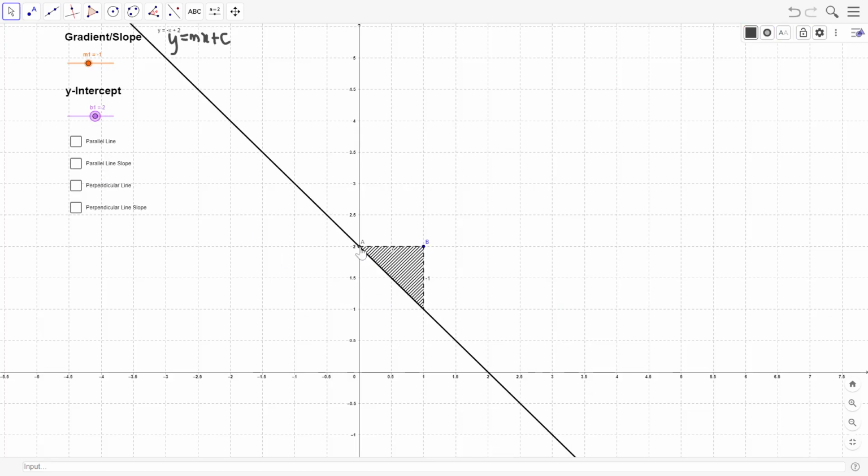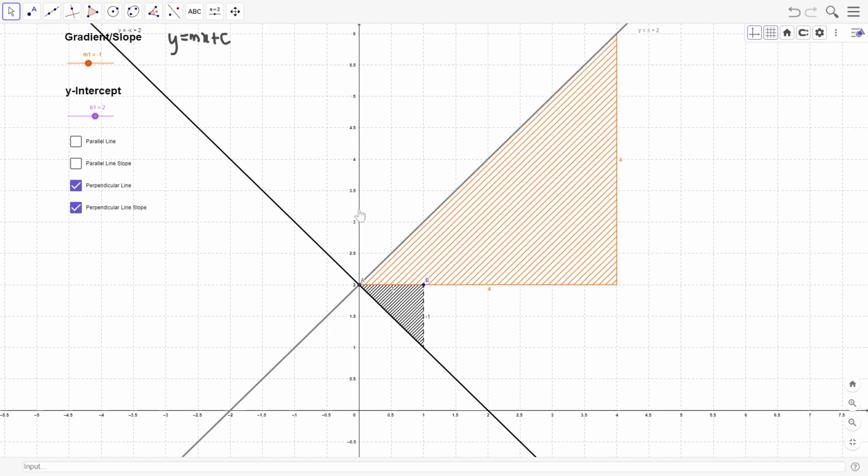It cuts the y-axis by 2, and our gradient is just 1. And there we can see that. Let's put in the perpendicular line. It will be somewhere there. It could also be there. I mean, it could also form the 90-degree angle there. Does it really matter? Let's put in that slope.